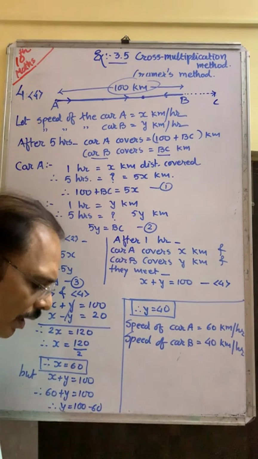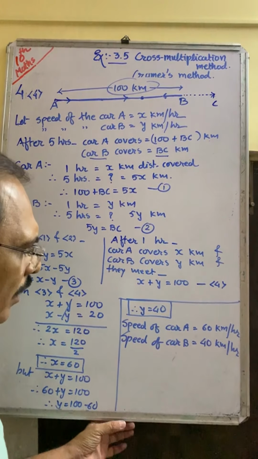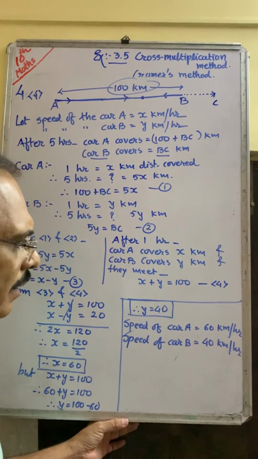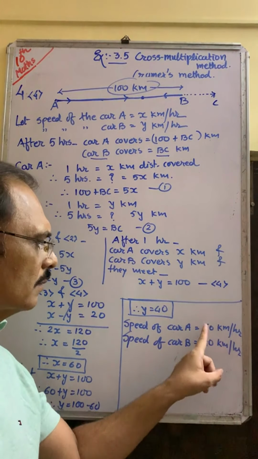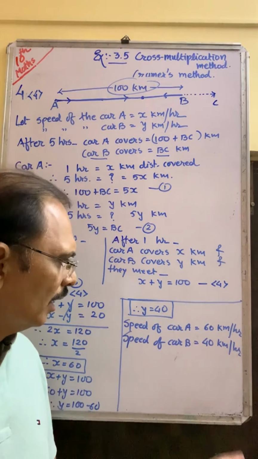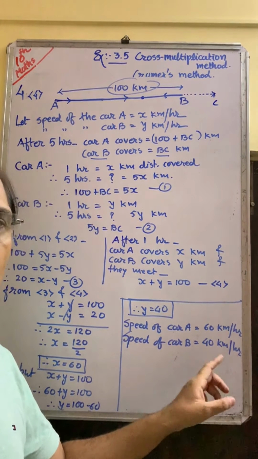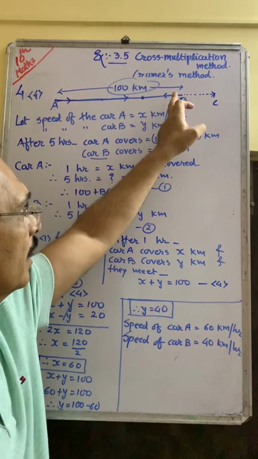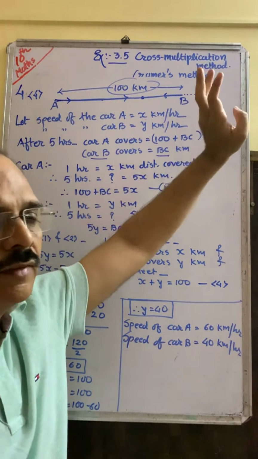Check. In 1 hour, car A covers 60 km. That means after 5 hours, car A covers 300 km and car B covers 200 km. Means 100 km this and then 200. So they will meet.